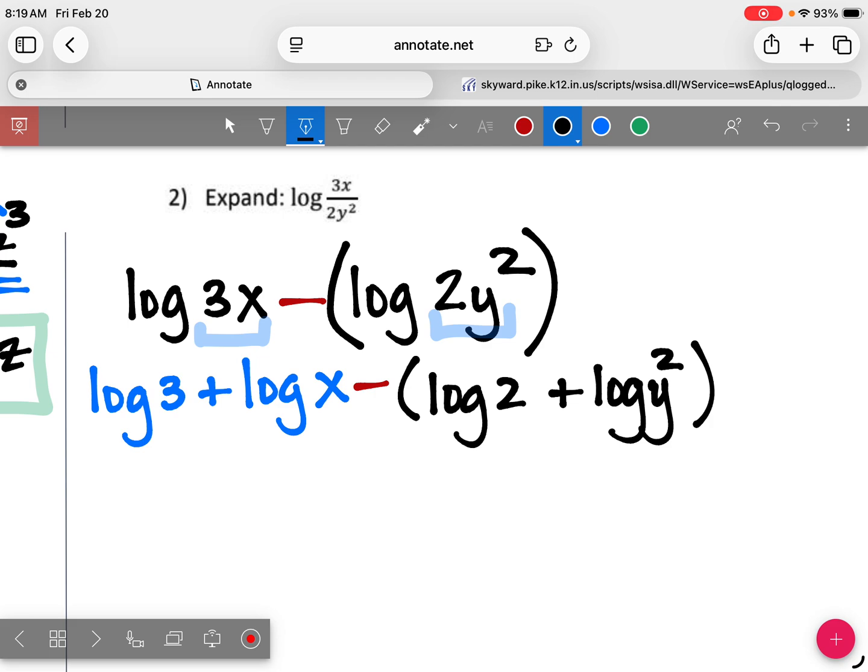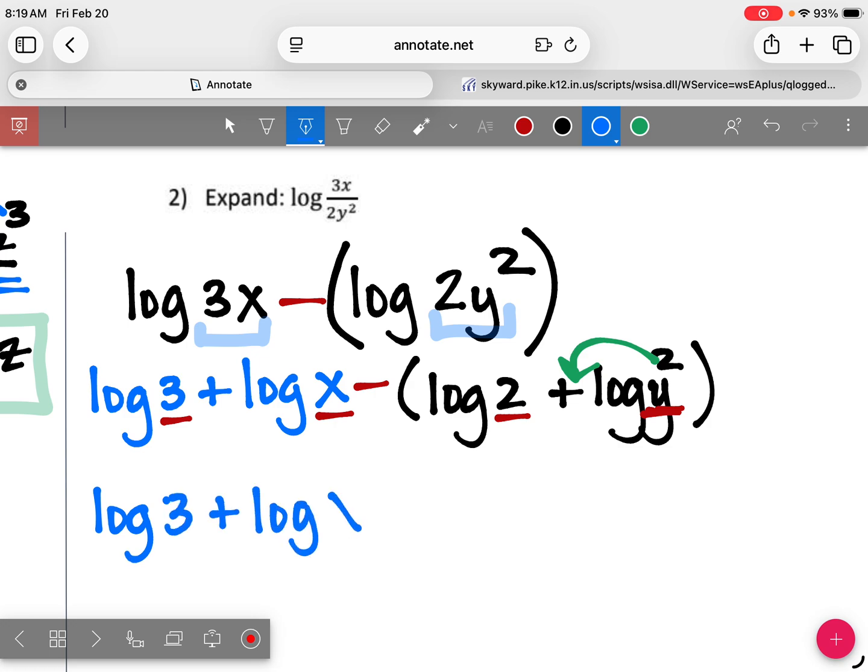And now we're going to look at our base, our terms. So we got a 3, an x, a 2, and a y squared. Do any of those have exponents? Which one? Y. So this one gets moved right here. So your final answer: log 3 plus log x minus, and then in parentheses, log 2 plus 2 times the log of y.